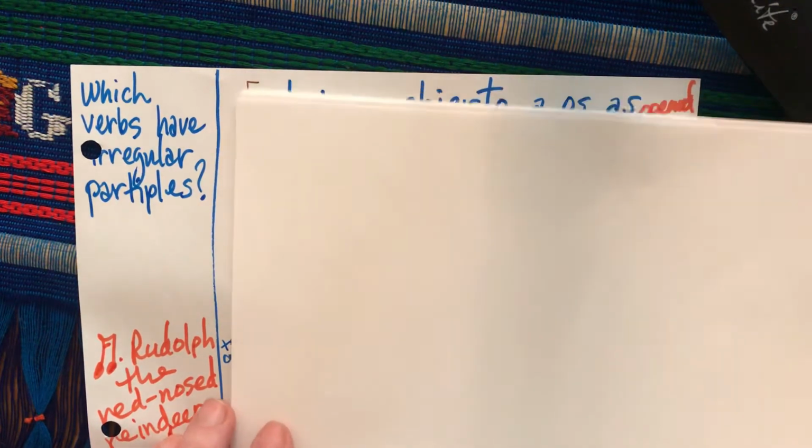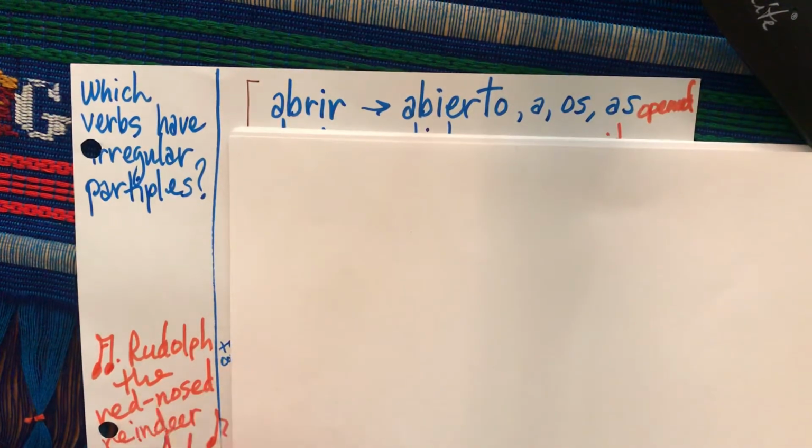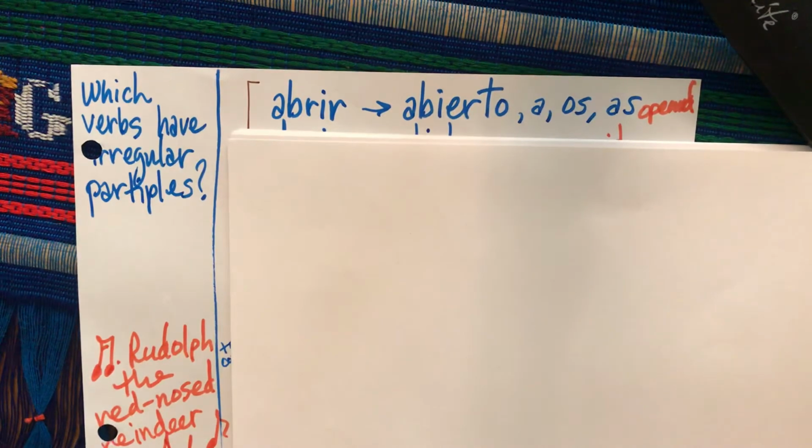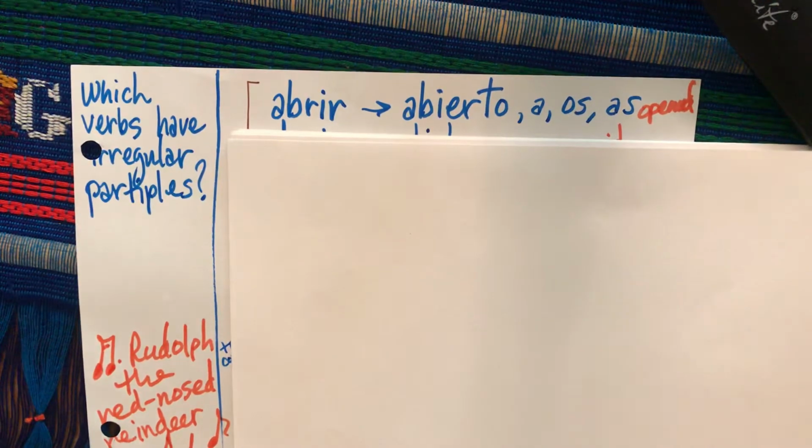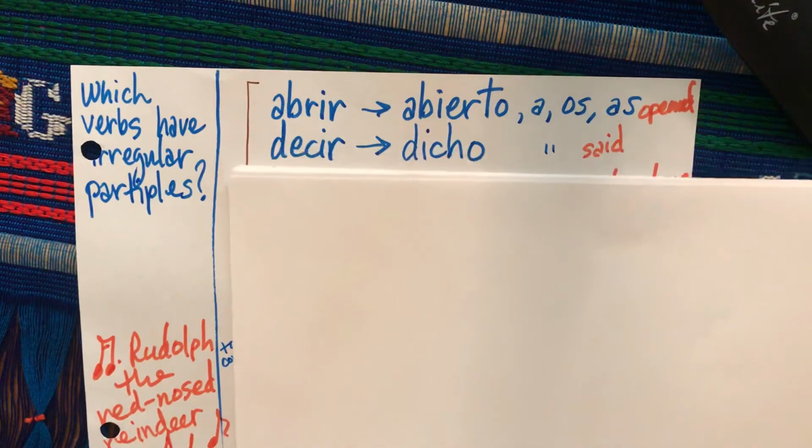Which verbs have irregular participles? So here they are. We've got abrir. Instead of being abrido and following that form, it's abierto. We've seen that before. Abierto is opened. So abierto, la puerta abierta, los puertos abiertos. Puerto can be a port. Puerta is a door. It means opened.